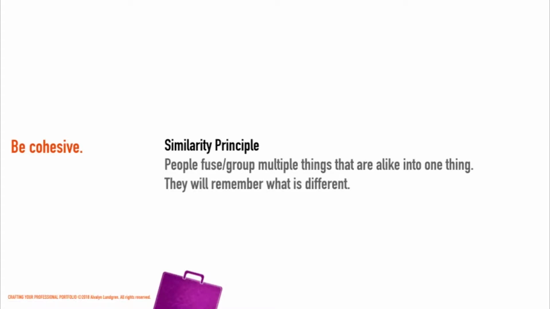Another thing to keep in mind, and this is also related to Gestalt, is the similarity principle. People will group things that are similar or alike into a single thing, and then they remember what is different. If you group all of your logo designs in one part of the book and all of your page layouts in another, they're going to remember a group, but it'll be harder to pick out an individual thing. You need to stagger your pieces so that each one stands on its own and they don't fuse together as somebody's flipping through the book.